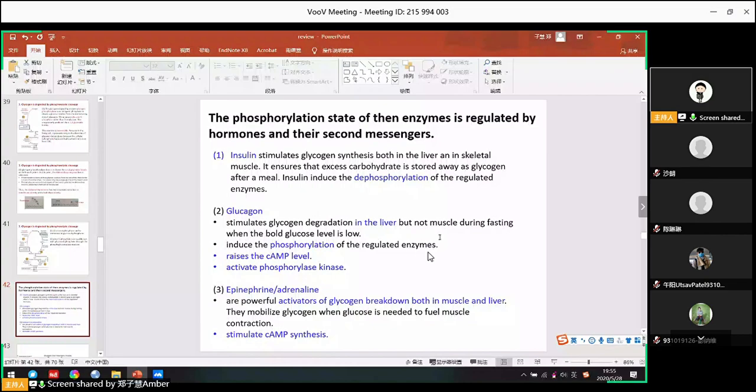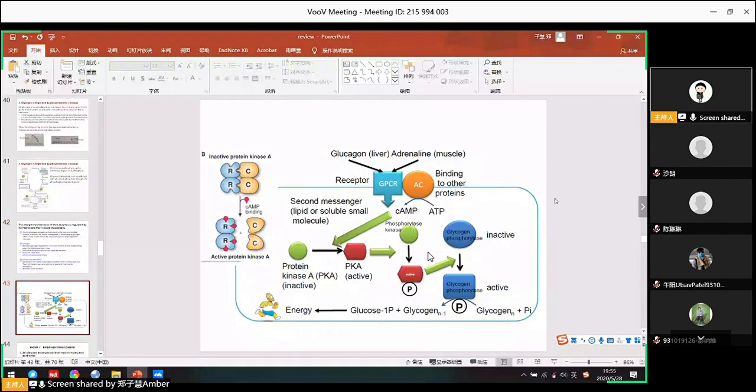It's glucagon. Glucagon is the important part. So firstly, you have to know the roles and the function of glucagon. It can stimulate glycogen degradation in the liver, but not muscle, okay? And it induces the phosphorylation of regulated enzymes. It can raise the cAMP level and activate phosphorylase kinase. And you have to know the working mechanism of glucagon to regulate glycogen degradation. Okay.